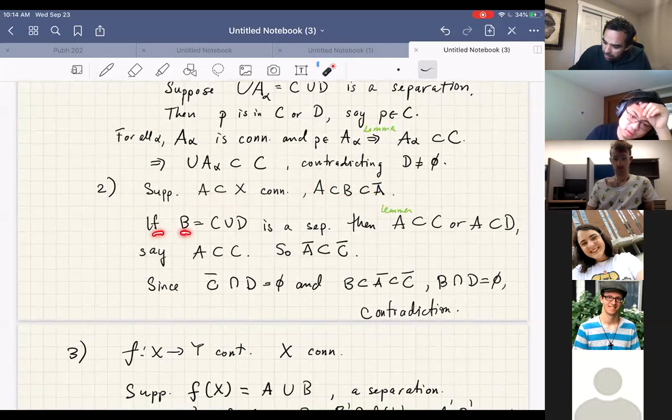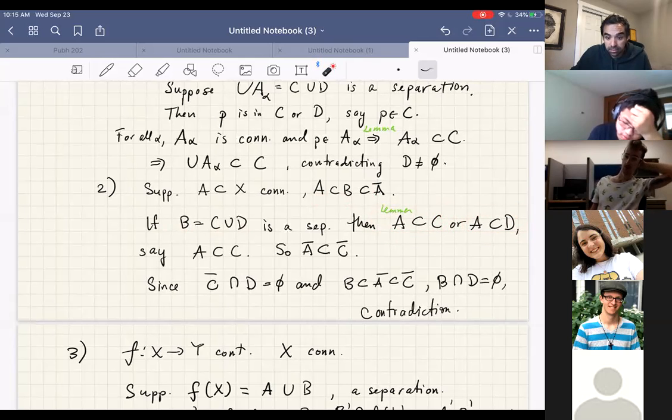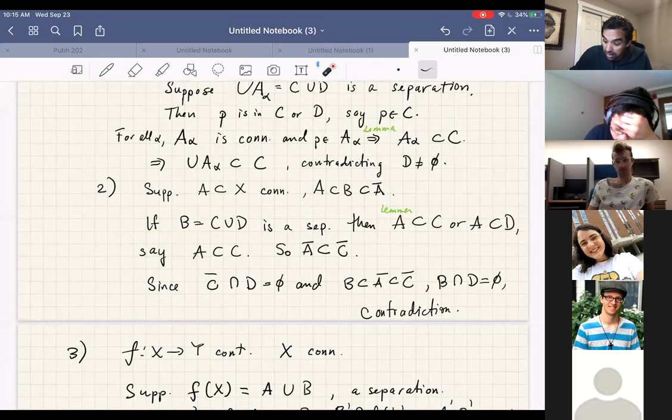If C and D give a separation of B, then since A is a connected subspace contained inside B, by the previous lemma A has to be contained in one of these, either in C or in D. So say A is contained in C. That means I can take closures, so the closure of A is contained inside the closure of C.